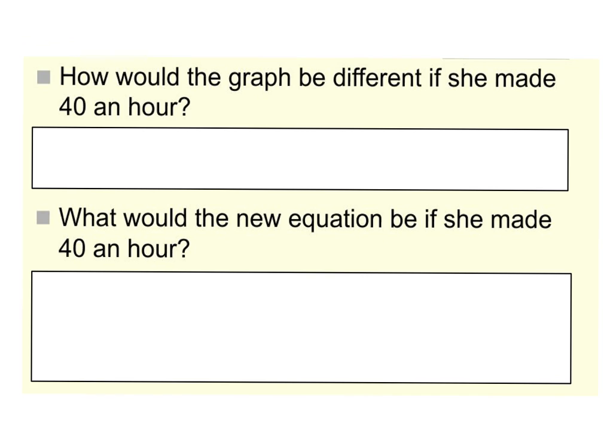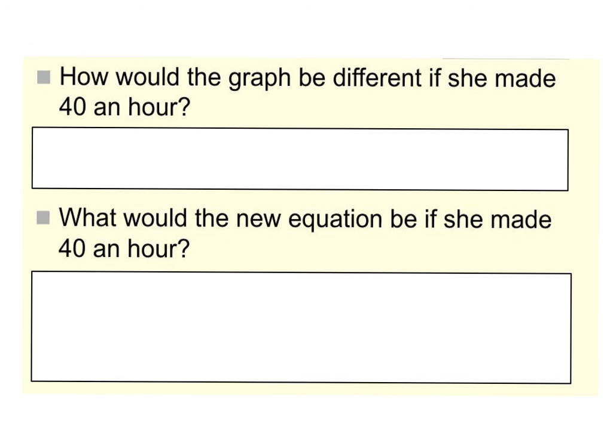This next slide is kind of just a bonus, but I ask you, how would the graph be different if she made $40 an hour instead of $25 an hour? And this is really just describe what the line would look like if our rate was increasing by 40 an hour instead of 25 an hour. Some things you might be able to say is our line would be steeper. It would be a greater incline. It'd be rising faster per hour.